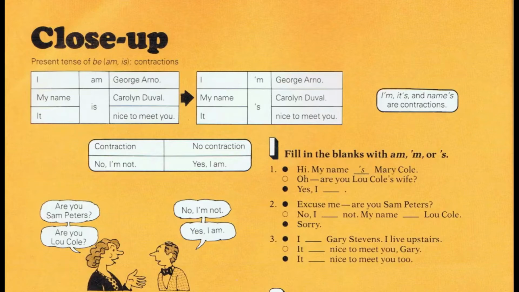So number 1 says, hi, my name's Mary Cole. Then, oh, are you Lou Cole's wife? Yes, I am. Here we cannot have a contraction because it's a short answer. I am. Number 2, excuse me, are you Sam Peters? No, I'm not. My name's Lou Cole. Sorry. Number 3, I'm Gary Stevens. I live upstairs. It's nice to meet you, Gary. It's nice to meet you too. Here we can have contractions, as you can see.